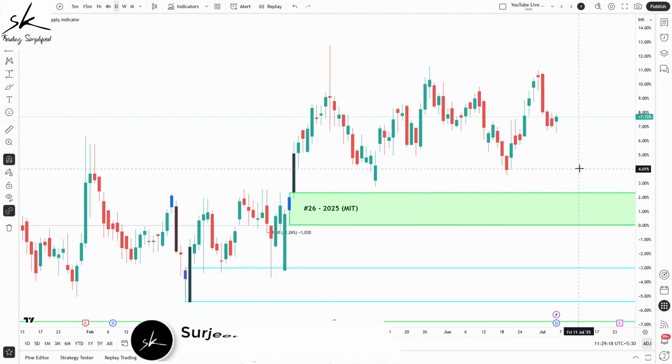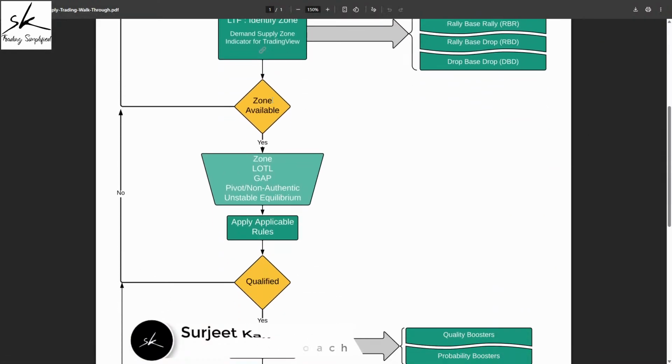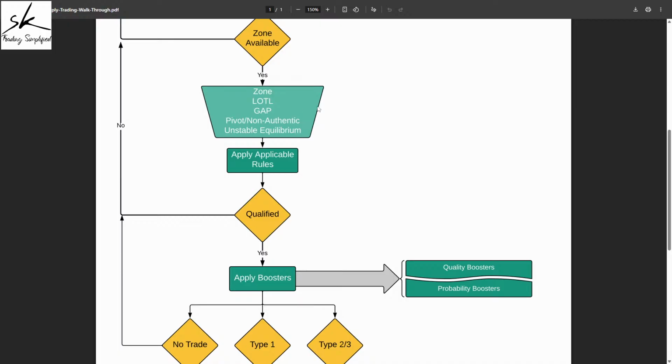So my step number 3, which was to identify the zone, the indicator has automatically done it for me. It is identifying this rally-based rally structure for me. So my step number 3 is complete. Is the zone available? The answer is yes, we do have a zone available.